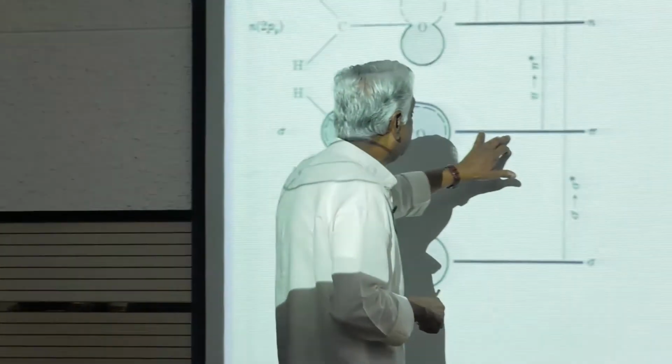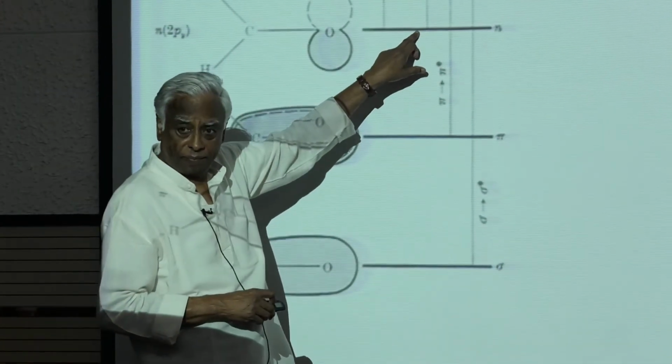So for example, you take formaldehyde. You remember the carbonyl compound. There are electrons between the carbon and the oxygen. There is a sigma bond. There is also an electron pair between the carbon and the oxygen, that is the pi bond. There are also electrons in the n orbitals. If you remember, he said there are going to be two electrons here and two electrons here.